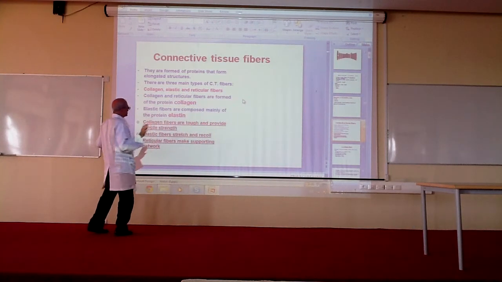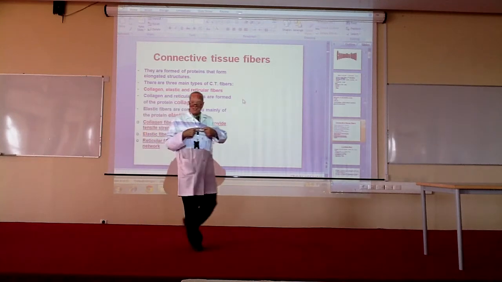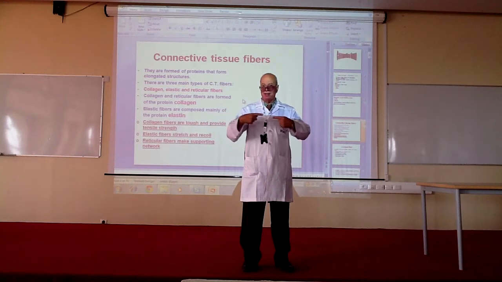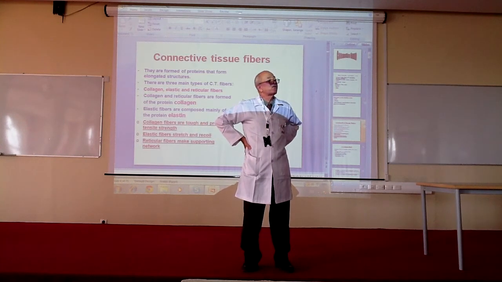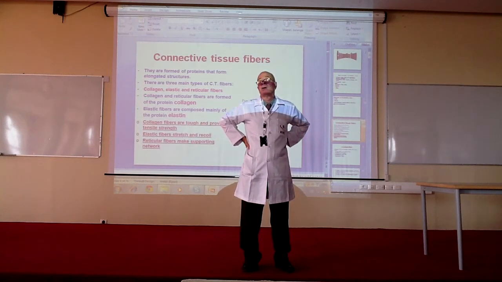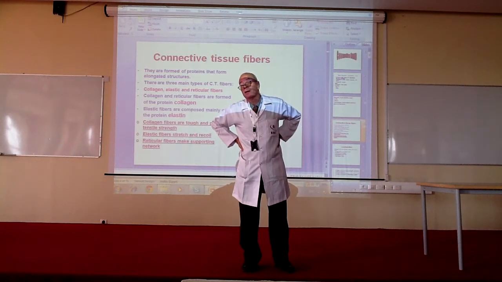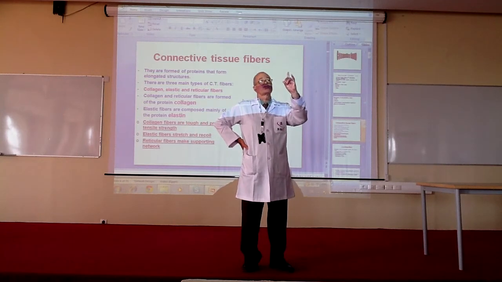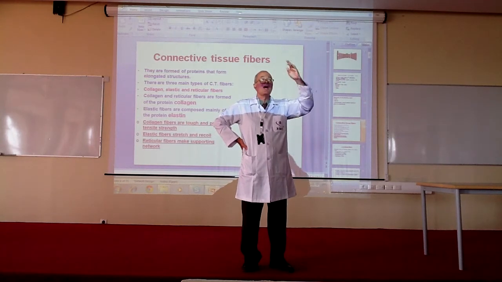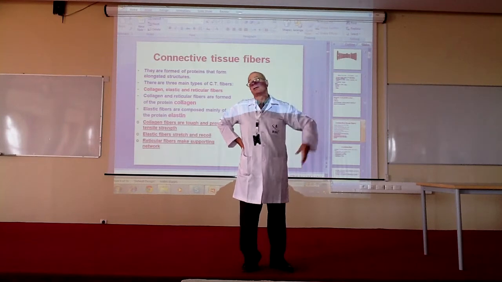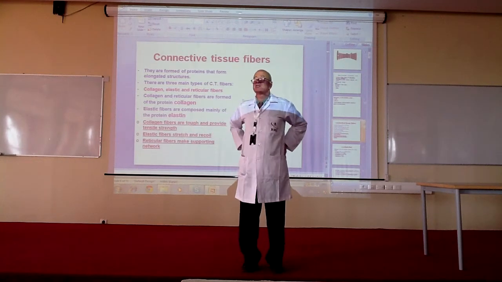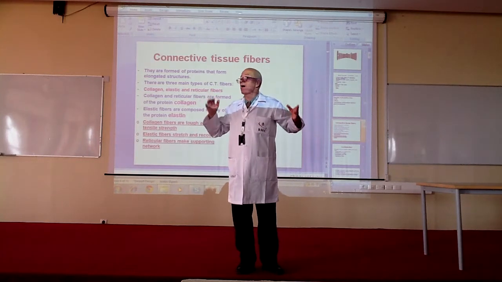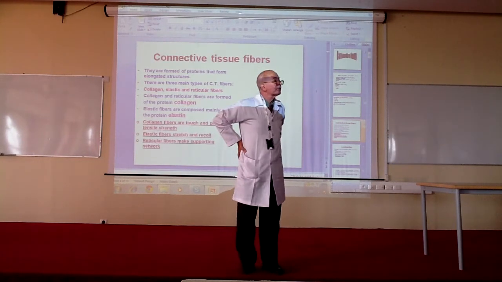Elastic fibers stretch and recoil. What do you mean by stretch and recoil? With pulling, stretch. When you leave it, recoil. Where can we find elastic fibers? Tendons? No, tendons resist stretch. They are formed of collagen fibers, which are strong. Yellow ligament. What about the blood vessels? Elastic fibers are present in arteries.